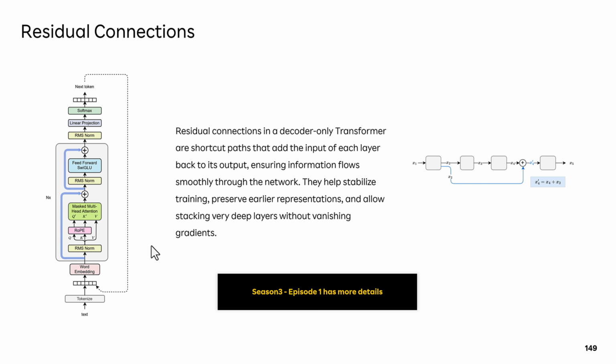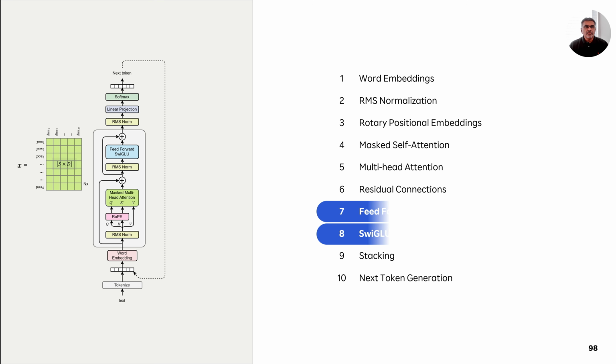So I would highly encourage you to go back and review that if you're still interested in knowing what residual connections do in the transformer. And now that we have seen the transformations that have happened so far to our input embedding matrix, after the self-attention, you do the residual connection and also do RMS normalization again.